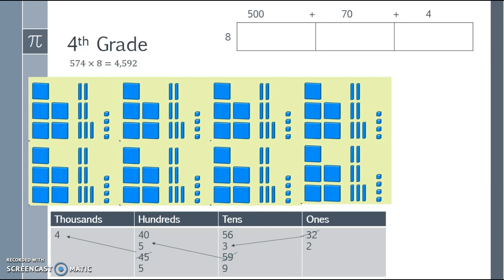So notice along the top I wrote 574 in its expanded form, so 500 plus 70 plus 4. And on the left I have 8. So I can take each box times its area, hence the area model. So 8 times 500 is 4,000. 8 times 70 is 560, and 8 times 4 is 32. So when I add them all together, I also get 4,592. It's a little more condensed version as students are seeing how they're building and complexing together.